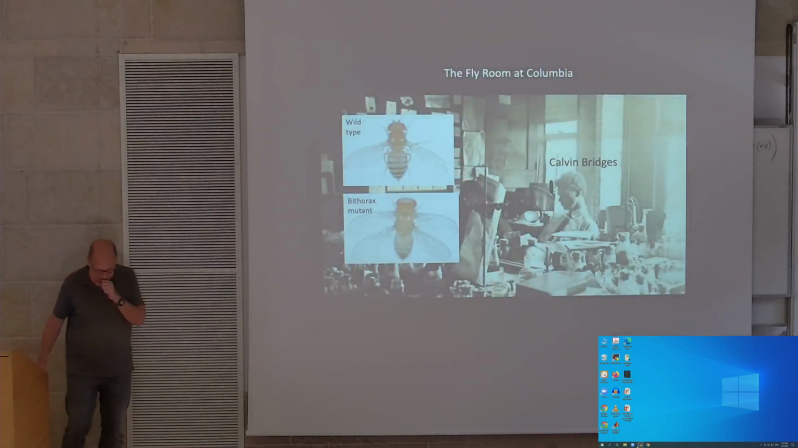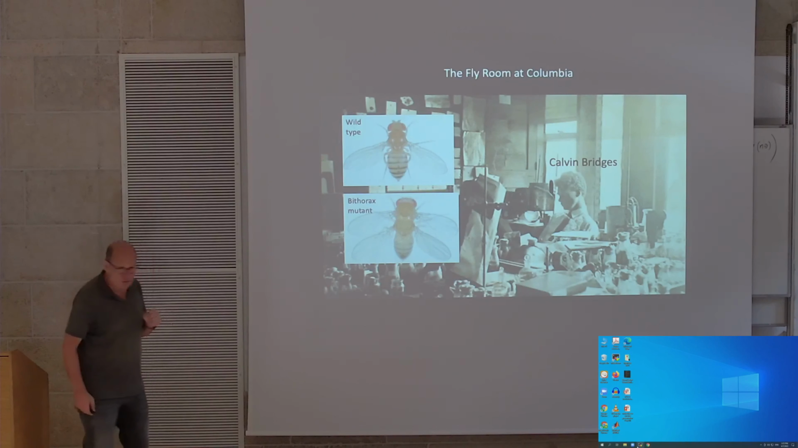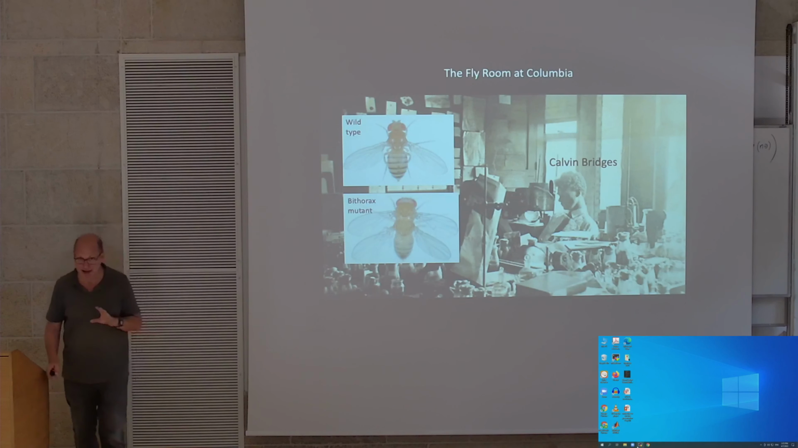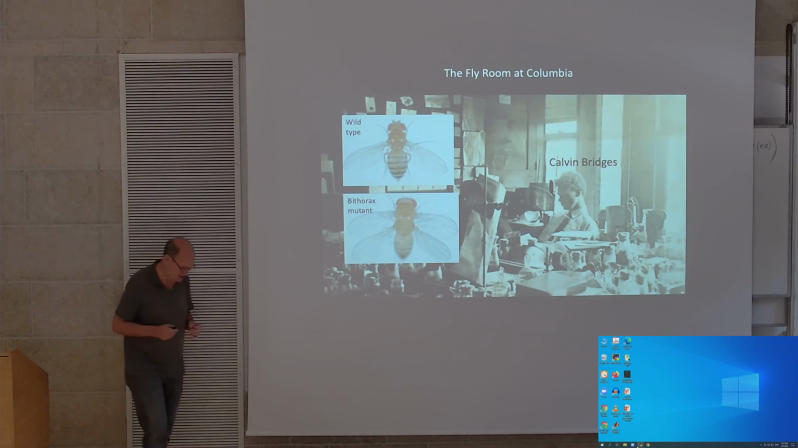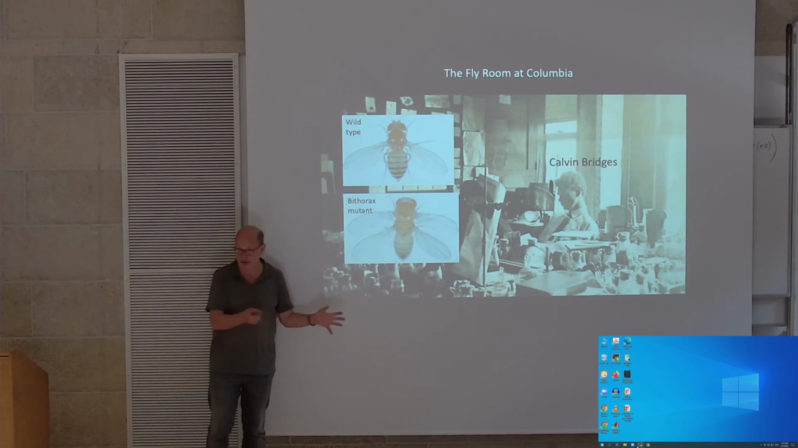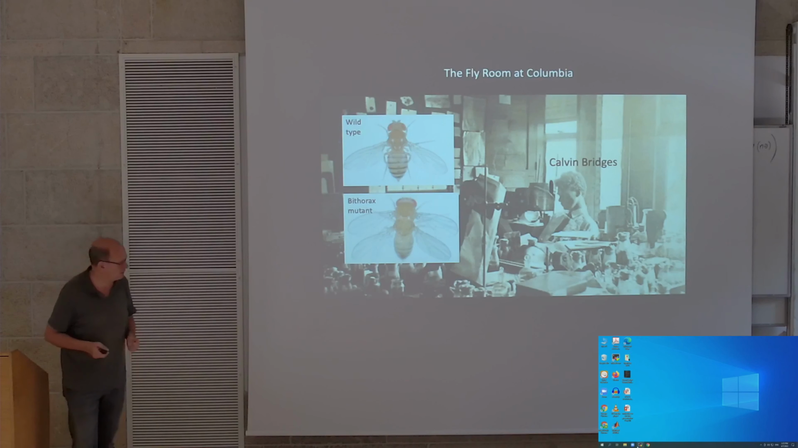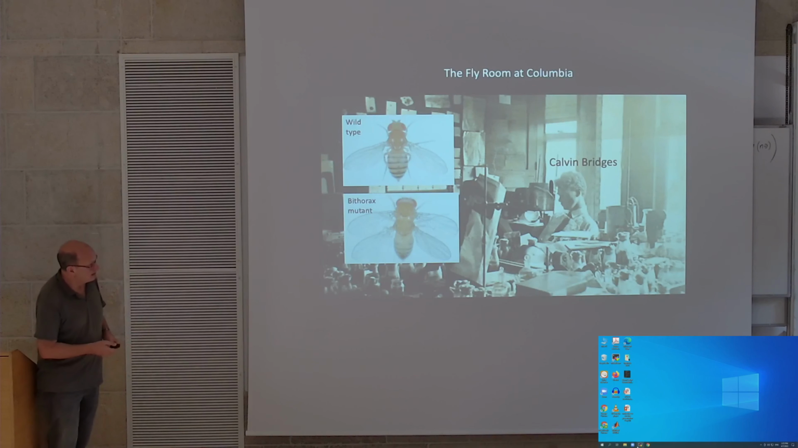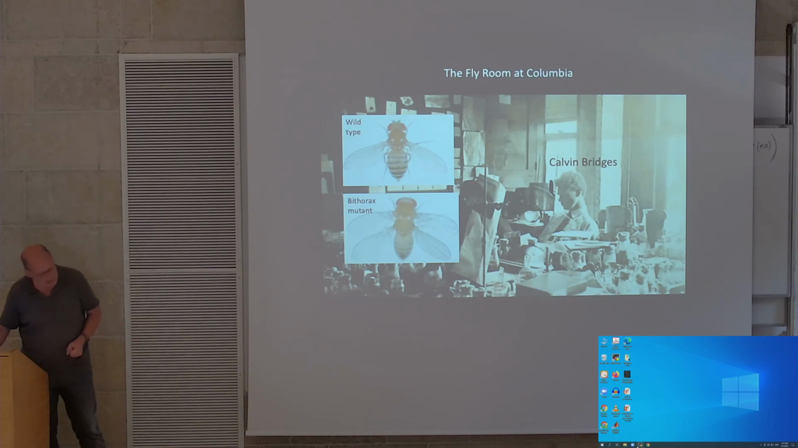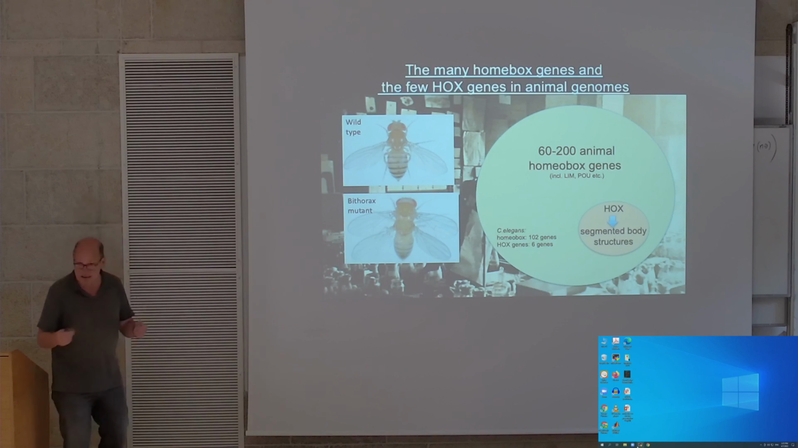So I want to give you a little bit of background on those. If you're not really a molecular biologist, you may have heard about Homeobox genes from your biology undergraduate classes. This is the textbook example of a success story in developmental genetics. These genes were initially identified actually at Columbia, in the famous fly room here at Columbia, by Calvin Bridges, who identified a mutant, bithorax, that was then characterized by other people, including Lewis and many others.